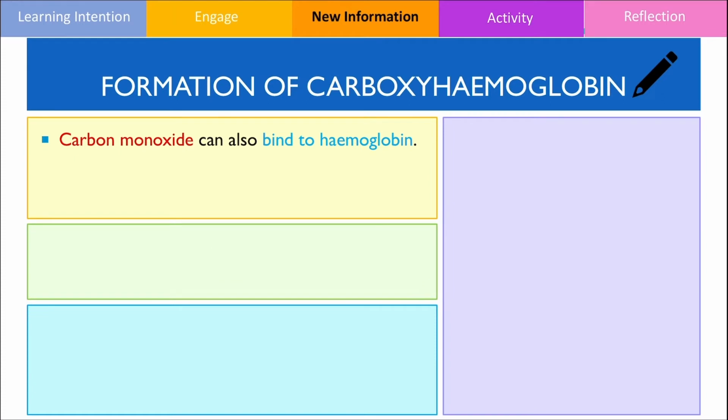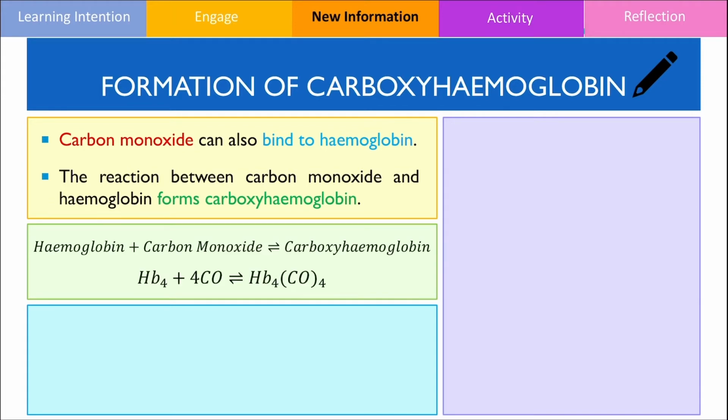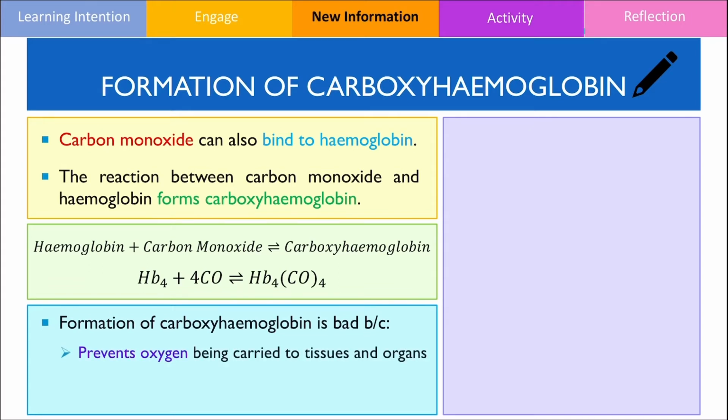It turns out that carbon monoxide can also bind to hemoglobin, and the reaction between hemoglobin and carbon monoxide forms a protein complex called carboxyhaemoglobin. This is represented by the following worded and chemical equation. Unlike oxyhemoglobin, forming carboxyhaemoglobin is not desired because now the red blood cells are no longer delivering oxygen to the muscles and organs around the body, thereby preventing cellular respiration and the organs from performing their normal functions.